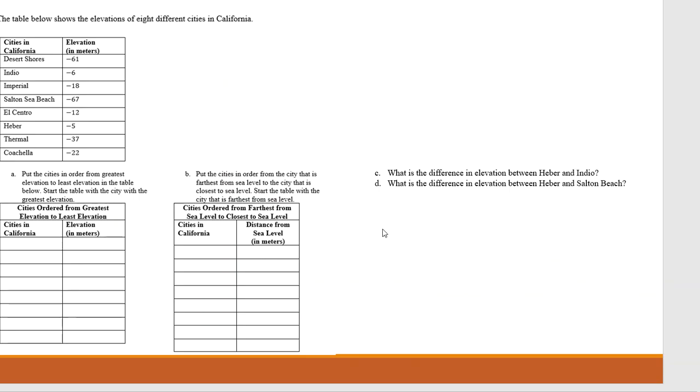Okay, so the next activity in your guided notes packet says the table shows the elevation of 8 different cities in California. So this is activity number 3. What I would like you to do is do this activity on your own. So I want you to push pause. You're going to complete the activity, and then I want you to push play, and I want you to see if you got all of these questions right.